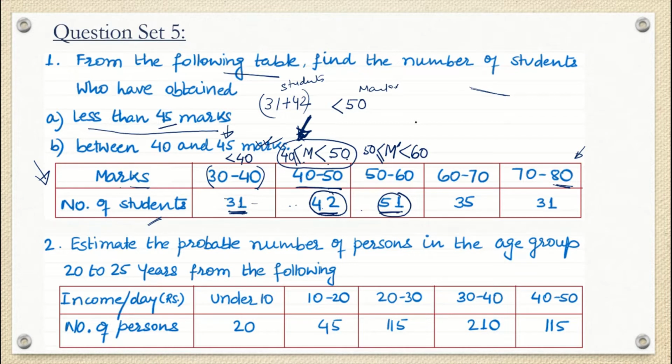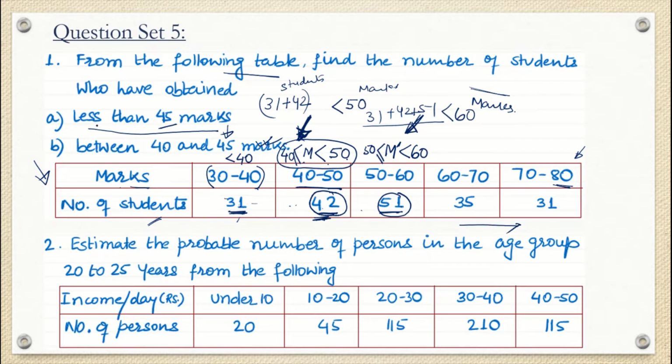Similarly, by looking at this column, can I ask how many students have scored marks less than 60? For sure 51 students have scored less than 60, but they are between 50 and 60. But this column also gets included because these marks are also less than 60, correct? So we are adding this 42 also. Similarly, this number of students will also get added because these students also have marks less than 60. Fine, and we will keep on moving in this way.